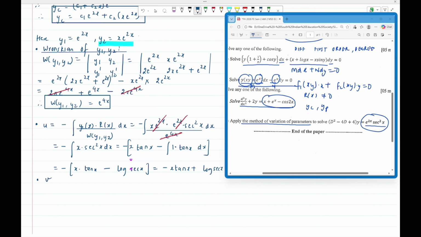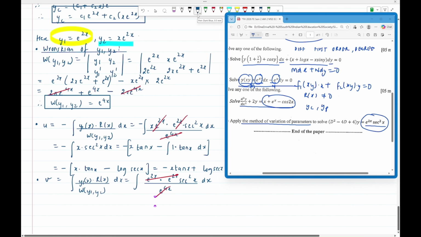Now likewise we need to find out the function v of x. It is given as integral of y1 times r of x divided by the Wronskian. Now y1, you can see, is e raised to 2x. So this is e raised to 2x times r of x, which is e raised to 2x into sec square x, divided by the Wronskian, which is e raised to 4x, dx. And again we can cancel out this. So we are left with integration of sec square x, and that is nothing but tan of x.